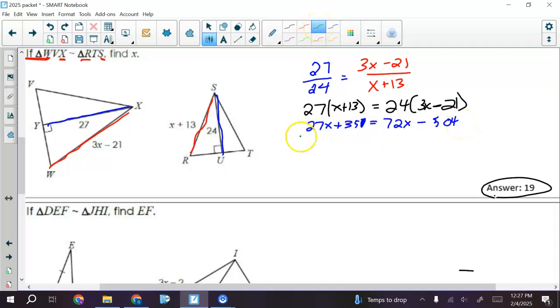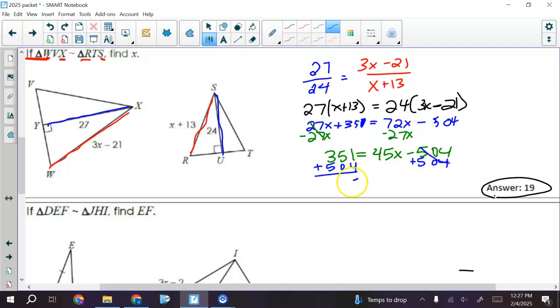All right, so now we can move that 27x to the other side. So we have 351, what that's supposed to say. 72 minus 27 would be 45x minus 504. Add the 504 to the other side. 855 equals 45x, and then divide by 45. And there we go. We get x equals 19. So get your answer and then check it.